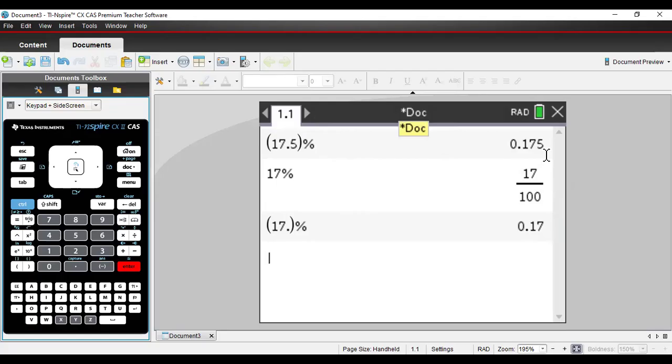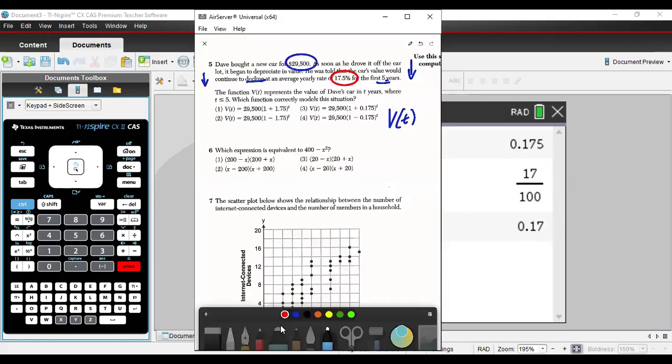But now that we know it's 0.175 and we know that it's declining, it can't be this one. It can't be this one. They say plus. It's not this one because that's 1.75. This is your answer. So it would be number 4.